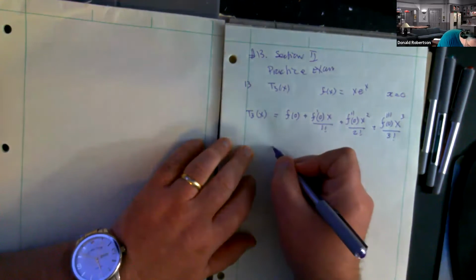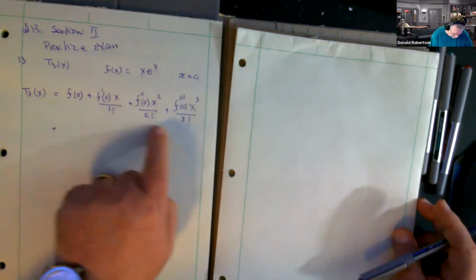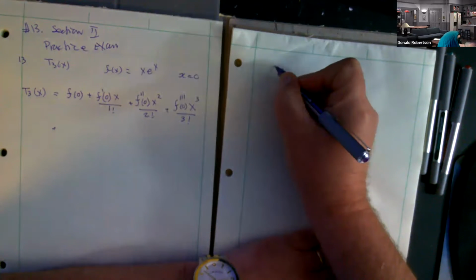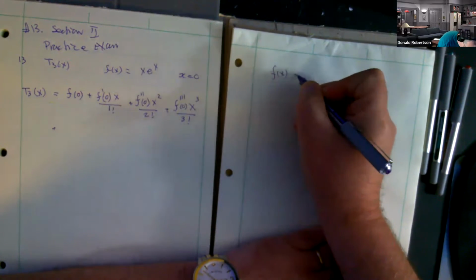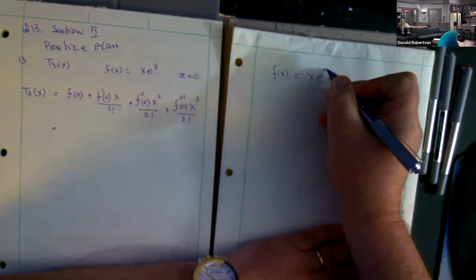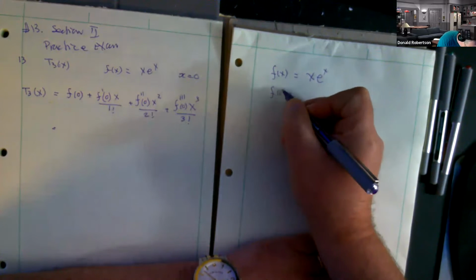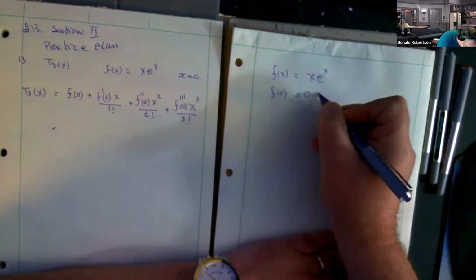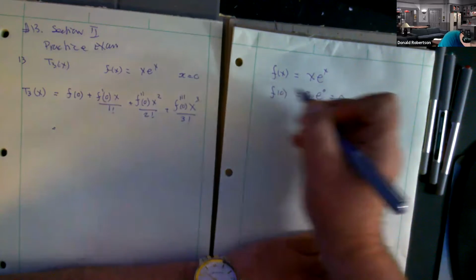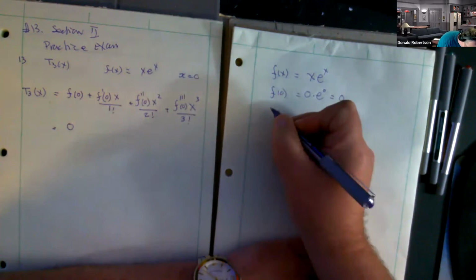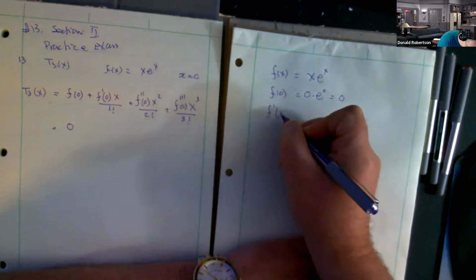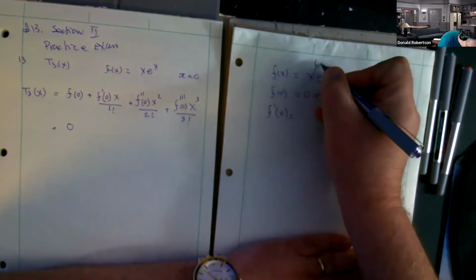Now, there's a fair old chance that quite a lot of these will be 0, and that's okay if they are. So I'm going to do kind of the working over here, and then as I find values, I'll put them in here. So there's our original function. The value of the function at 0 is 0 times e to the 0, which is 0. So there we go.